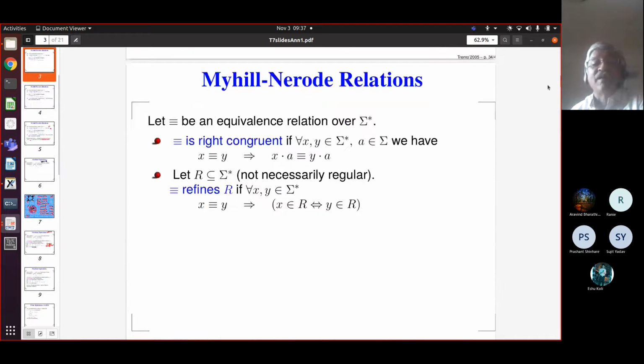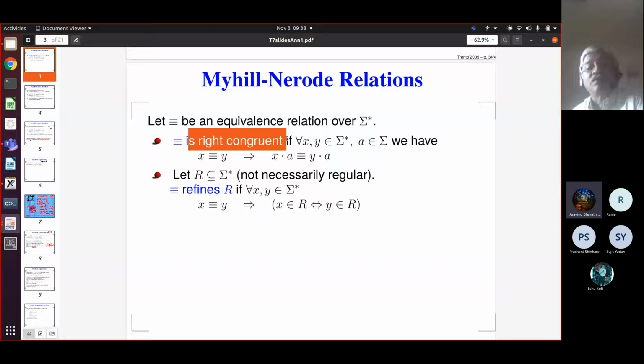But since I have it on my slide, right congruence is an arbitrary equivalence relation over sigma star, which has the following property. If X is equivalent to Y, then X extended with A is equivalent to Y extended with A. And so by induction, you can then extend it with another B. So X extended with any Z is equivalent to Y extended with this thing. So, right linear congruence is if and only if. Here, we have only an implication, right? In right congruence, yes, sir. And there is no R in this definition of right congruence.